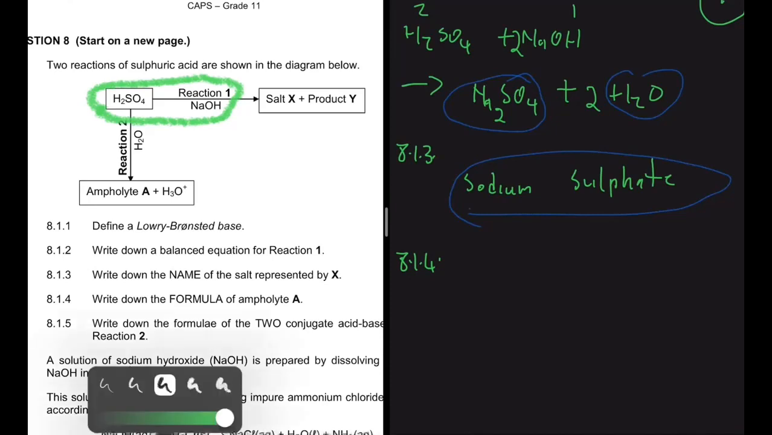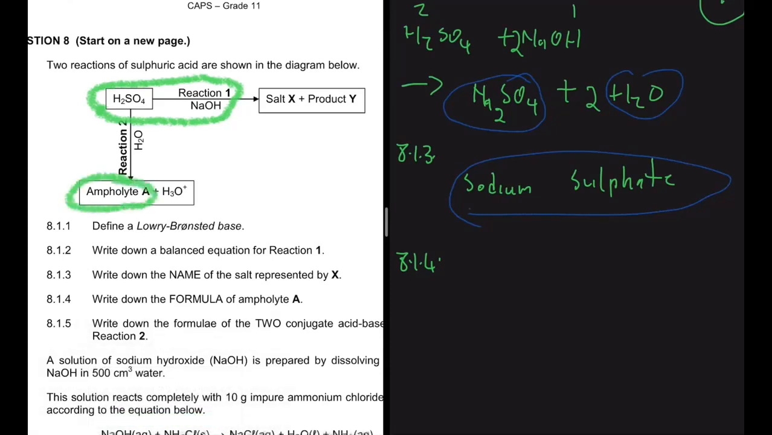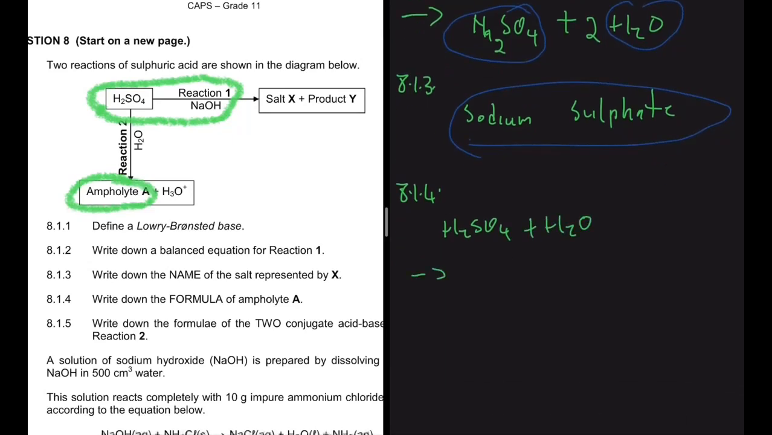And then 8.1.4 says write down the formula of ampholyte A. Ampholyte A is in our reaction 2, right? So in our reaction 2, we have H2SO4 plus H2O, and then it gives us, we know, H3O plus. So the sulfuric acid only donated 1 proton, right? So here we are left with HSO4 minus, right?